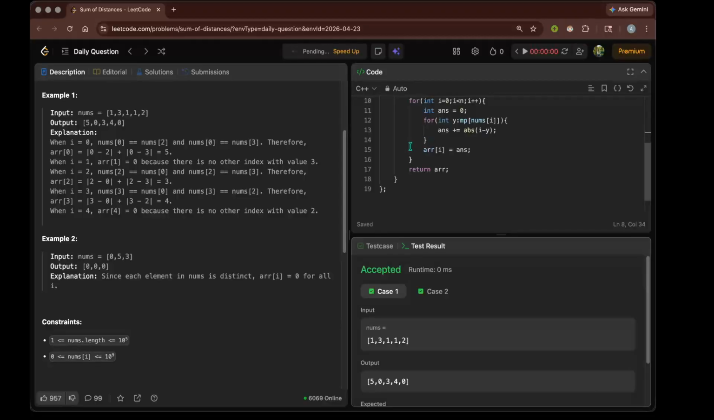I think there may be a TLE because of these two loops.